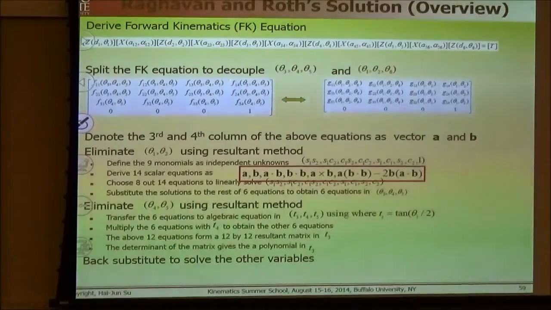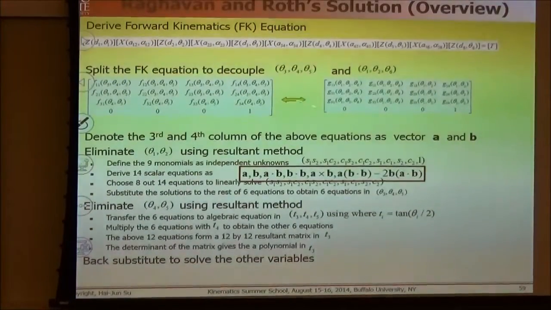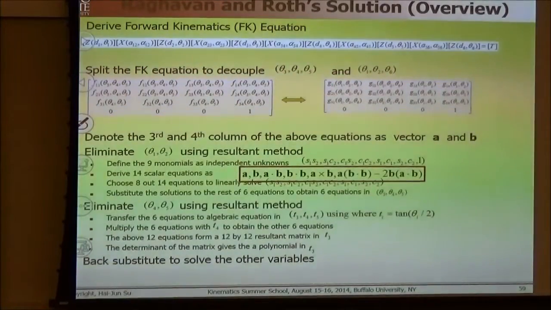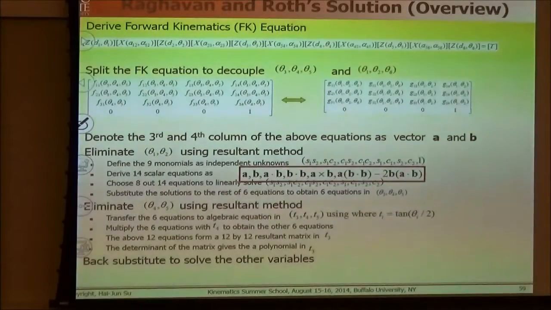So the left-hand side we leave 3, 4, and 5. That's the way they came up. And then the right-hand side we have 1, 2, and 6. So you can balance the degree. Okay, that's the first step.